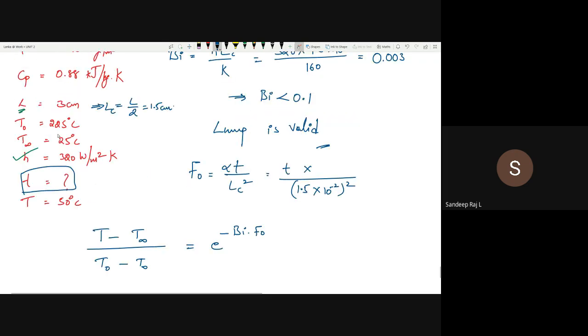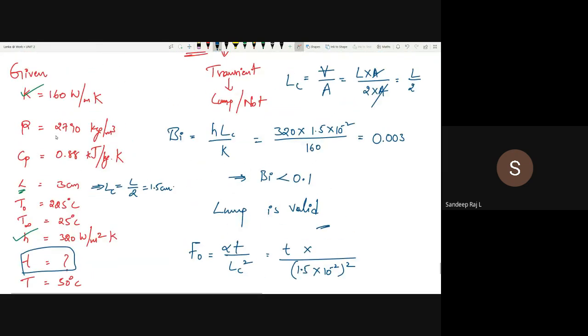Is it given in the problem? Alpha is not given in the problem. So for finding out alpha, what you can do is, as per the definition, alpha is equal to K by rho Cp.